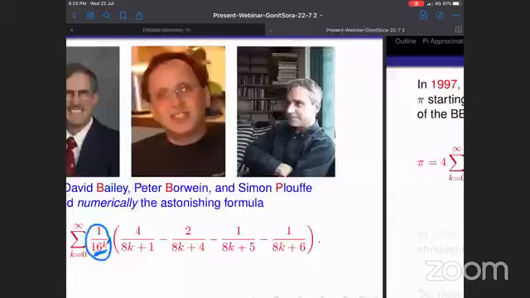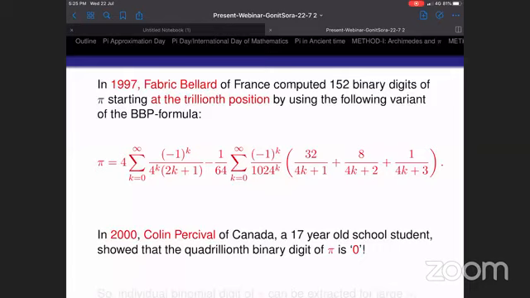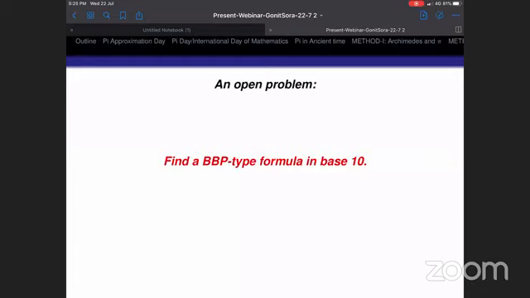In 1997, Fabrice Bellard of France computed 152 binary digits of pi starting at the trillionth position. So by using this. In 2000, Colin Percival found quadrillion binary digits. So you see that now billion binary and hexadecimal digits, individual extraction is possible. Okay. So then, but the open problem is that, is there any BBP formula in base 10? That means, can we extract the individual decimal digits? So that is still open. So we do not know whether there is a formula or not, okay. Once we can find that, then there is no point of finding up to trillionth digits of pi. Right? We can individually extract the value of pi up to any position.